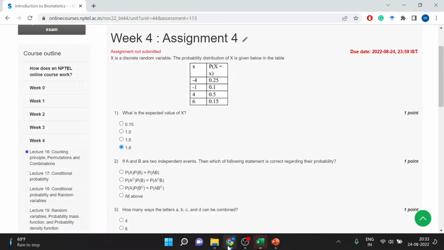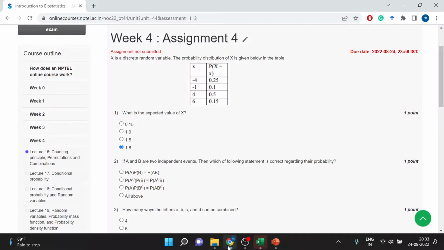So the week 4 assignment was to do with probability distributions, expectation values, and some operations on sets. Okay. So let's see what the questions were actually.